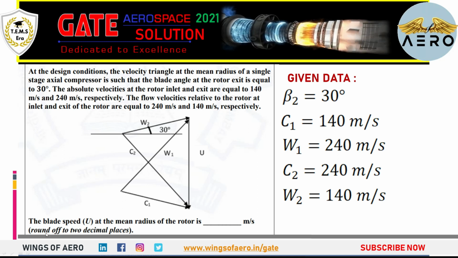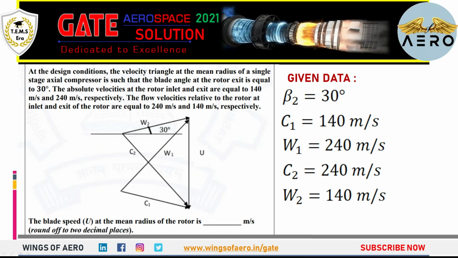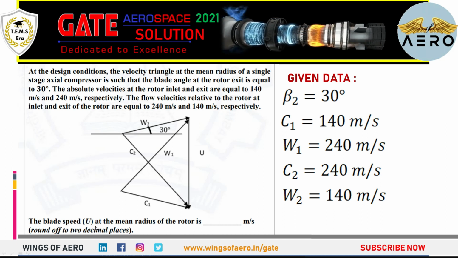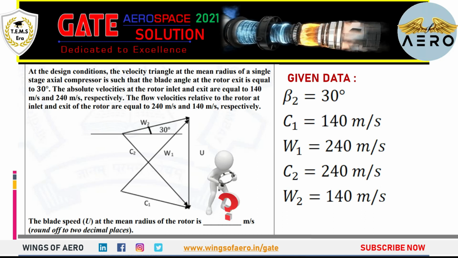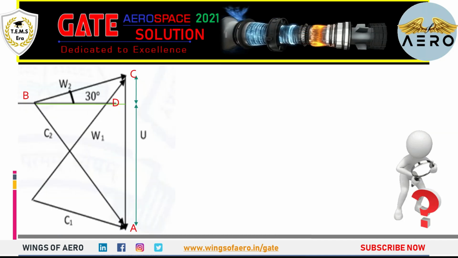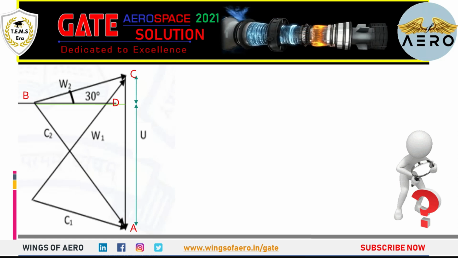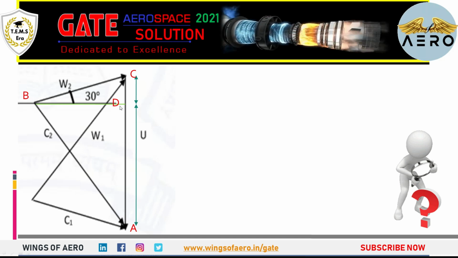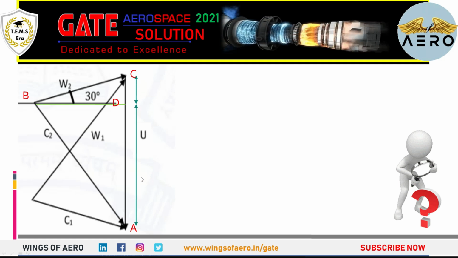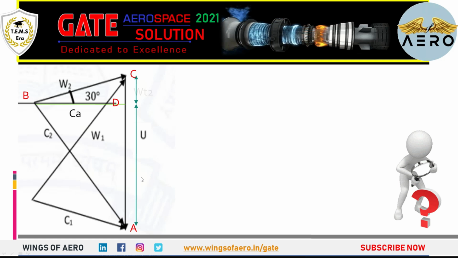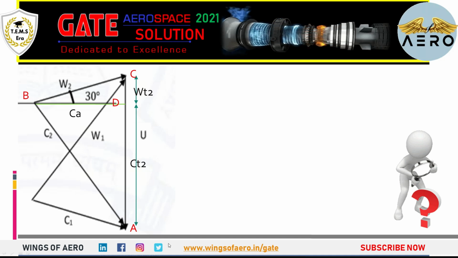Now what have they asked? They have asked to find out the blade speed at mean radius. Now how can we find it? Let's assume this triangle, and name the points A, B, C and D. After making the triangle, we can note down the different flow parameters which are missing from this diagram. Before that you have to recall what the velocity triangle of an axial compressor is.